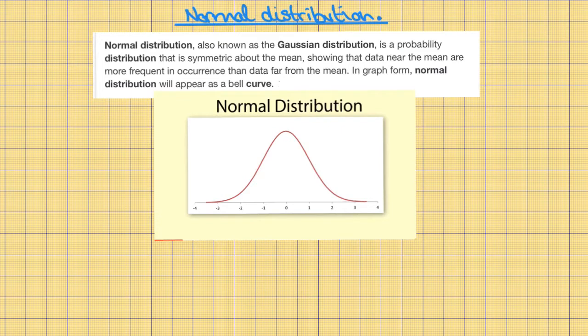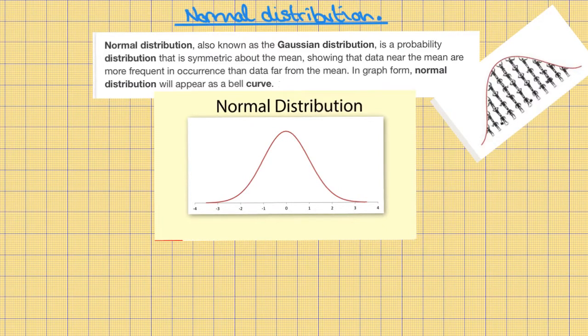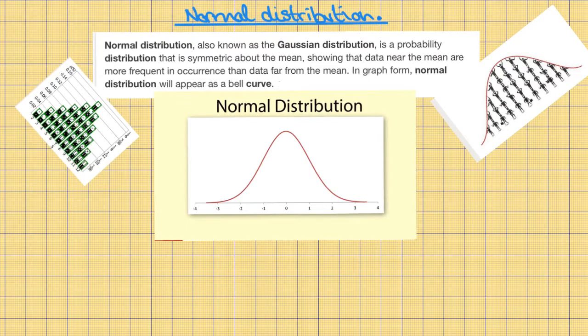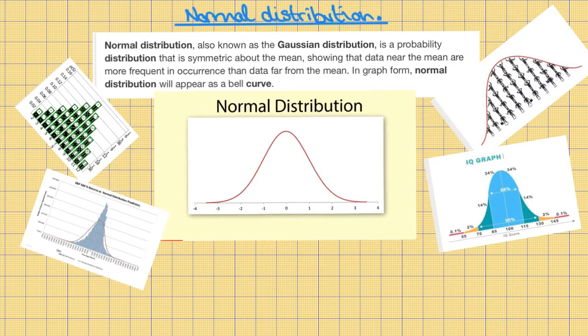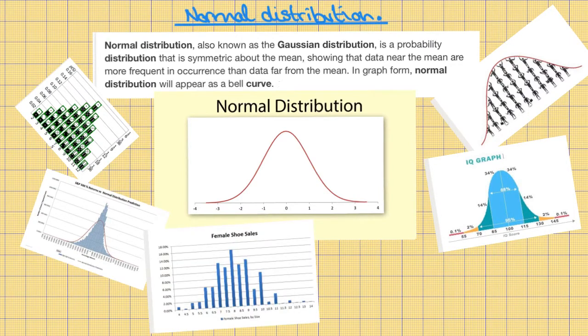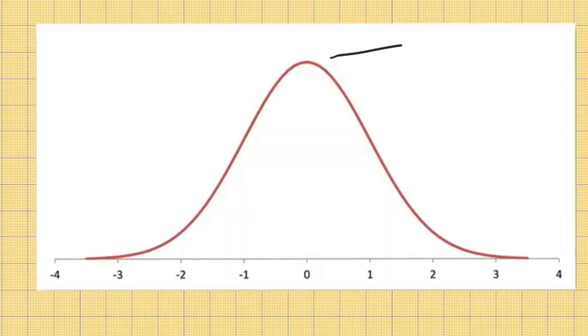Real-life situations that will produce a normal distribution bell curve are height, tossing a coin, IQ, returns from the stock market, shoe sizes, birth weight. Normal distribution has a single peak, with most of the values around the mean.